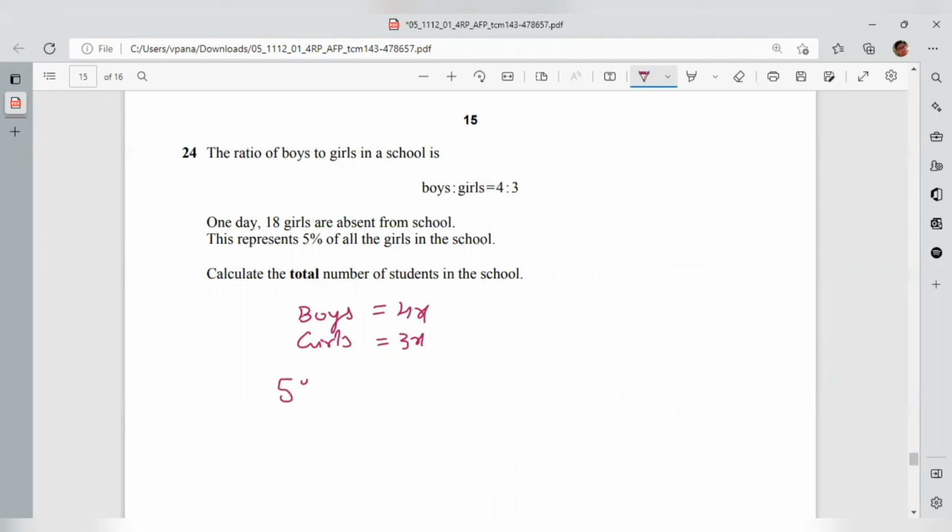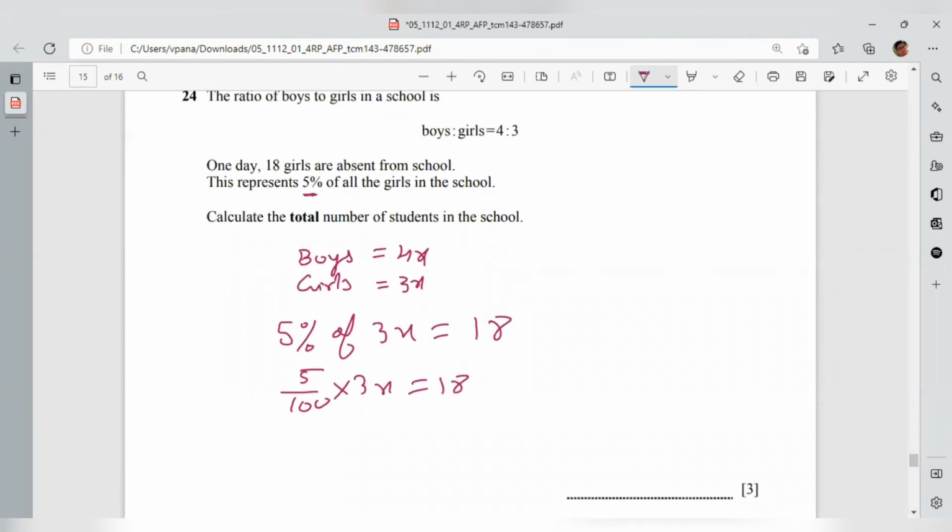One day 18 girls are absent from the school and this is 5% of the girls, and the girls are 3x. You got it? So 5% of 3x is 5 by 100 times 3x is equal to 18. So let us solve this further. 100 divided by 5, you get 20. So when this moves over to this side, x is equal to 18 into 20 by 3. So 3 sixes are 18, 6 twos are 12. So we get x is equal to 120.